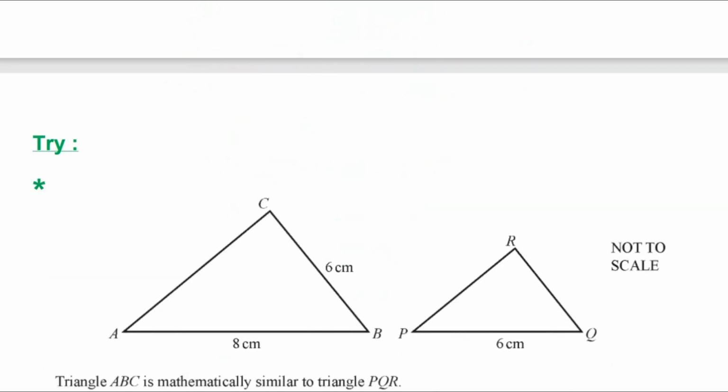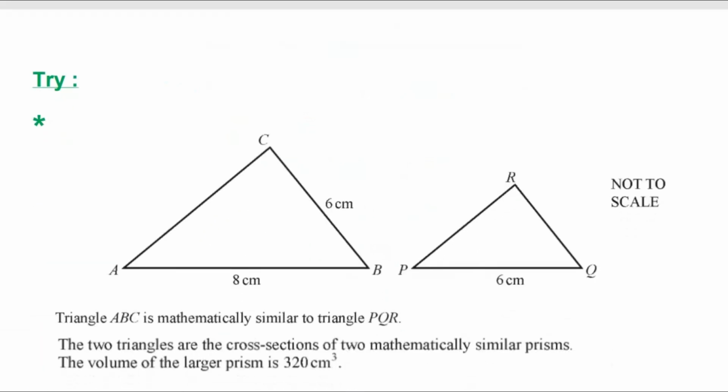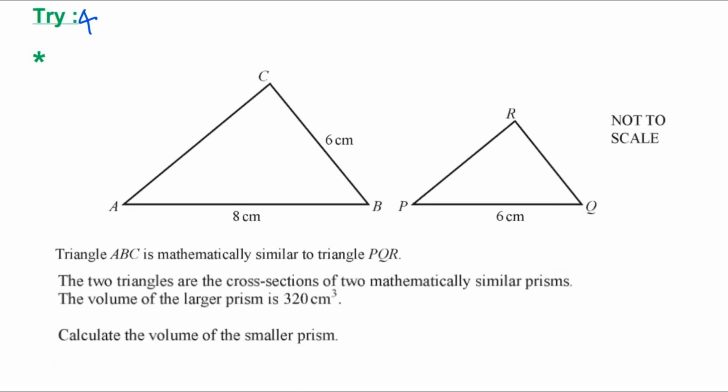Similar to this one, try this question. Calculate the volume of the smaller prism. This volume you need to find. So here two prisms are mathematically similar. The volume of the larger prism is 320. Find out the volume of the smaller prism. These two are the corresponding sides. Find out the scaling factor, then you can calculate the volume of the smaller prism. Okay, try this also. Share your answer in the comment section.